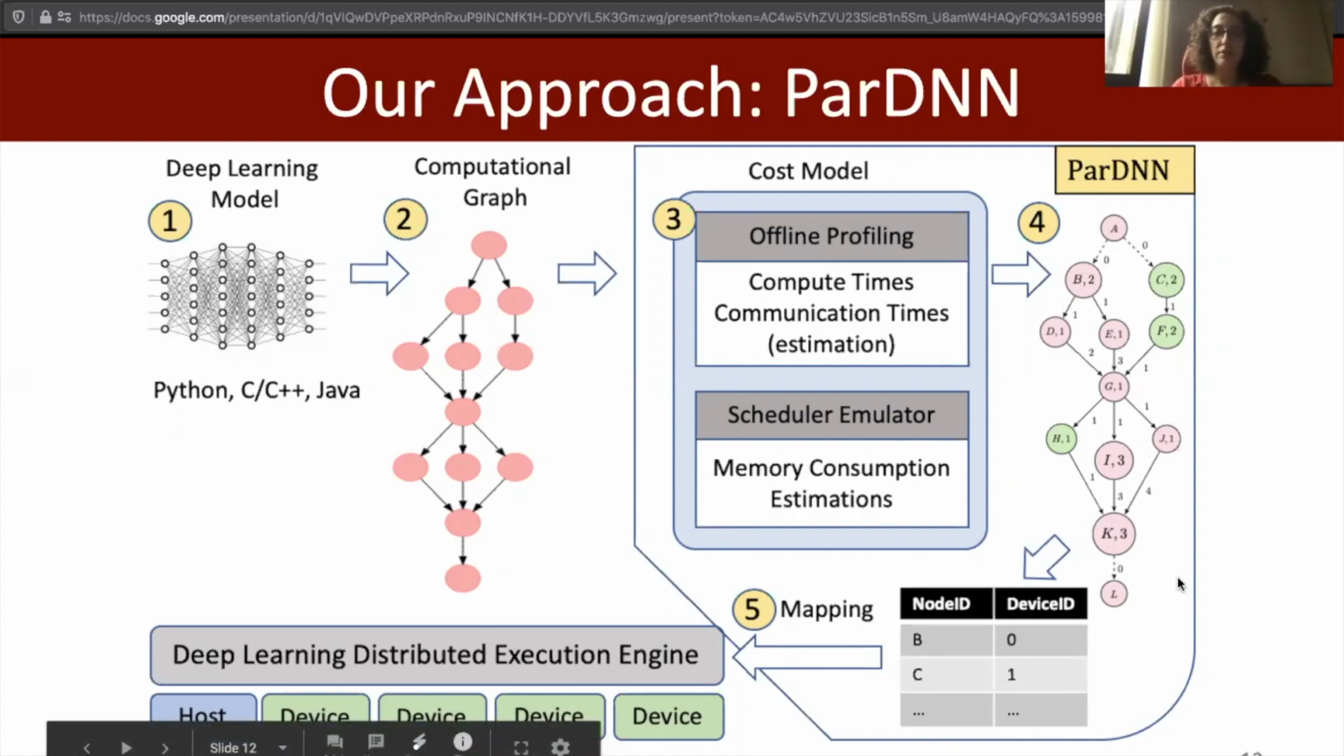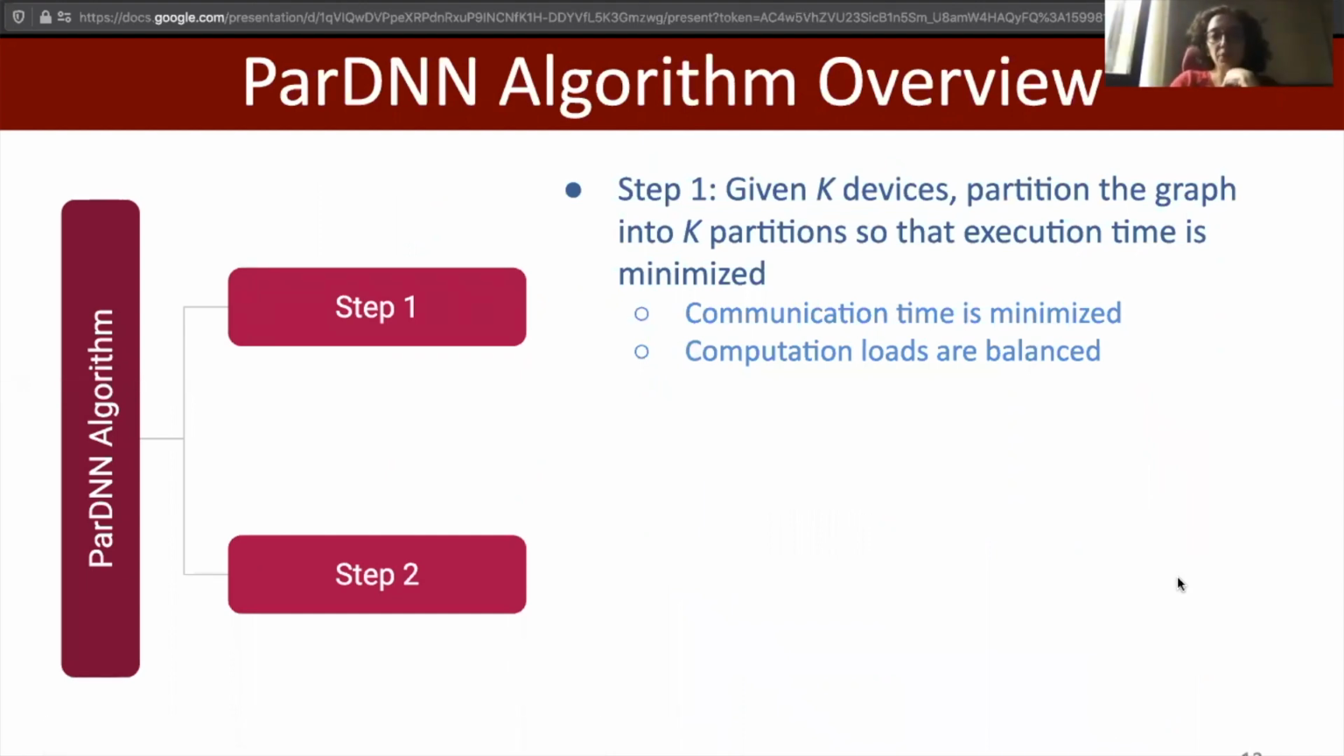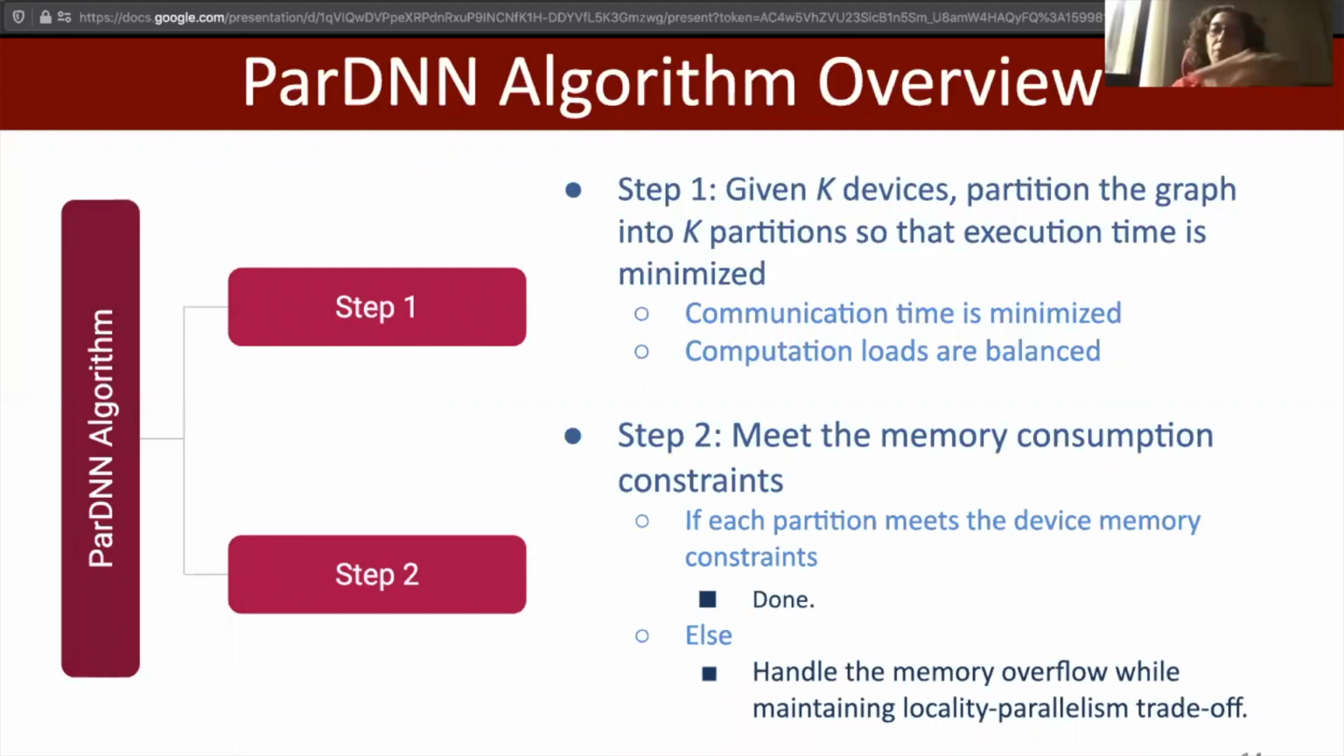Okay, let's look at the details of the algorithm. The algorithm is divided into two steps. In step 1, we do the basic partitioning. Given k devices, partition the graph into k partitions so that execution time is minimized. So we look at communication time minimization and load balancing here. After we have these rough partitions, in step 2, we check whether we meet the memory consumption constraints. If each partition meets the device memory constraints, then we are done. If not, we will handle the memory overflow with another algorithm.